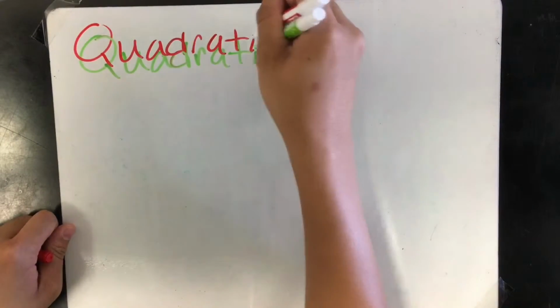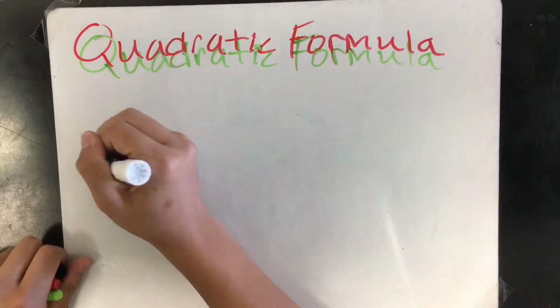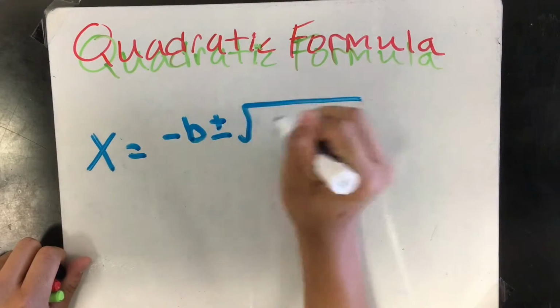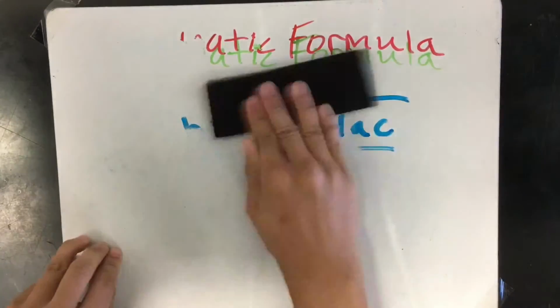To find where the quadratic equation equals zero, you will use the formula x equals negative b plus or minus the square root of b squared minus 4ac, over 2a. Let's try out some problems using the quadratic formula.